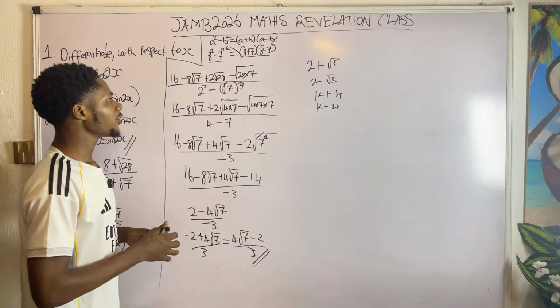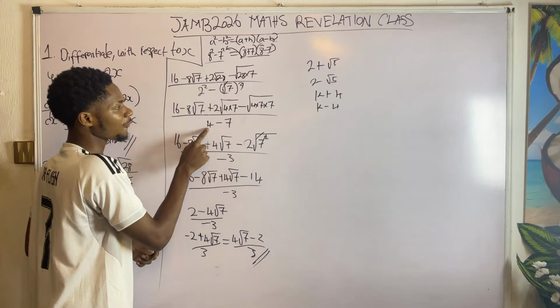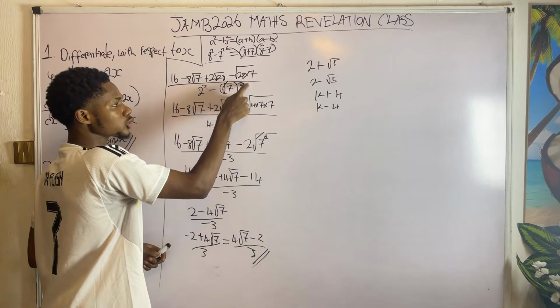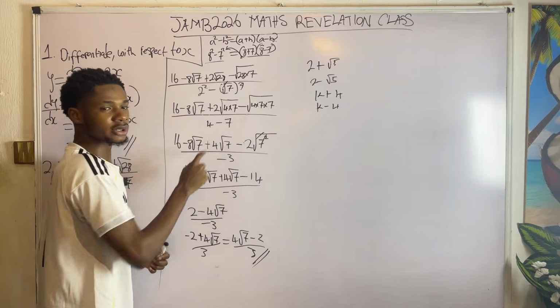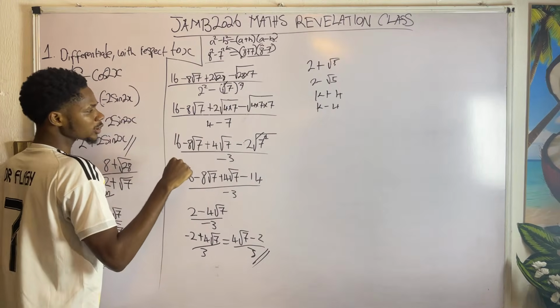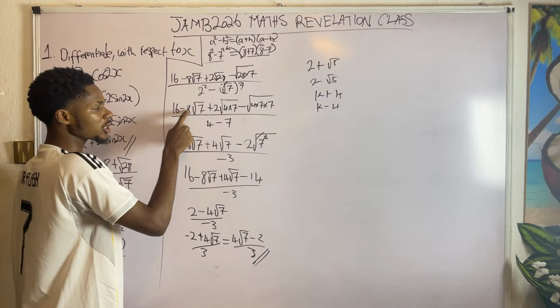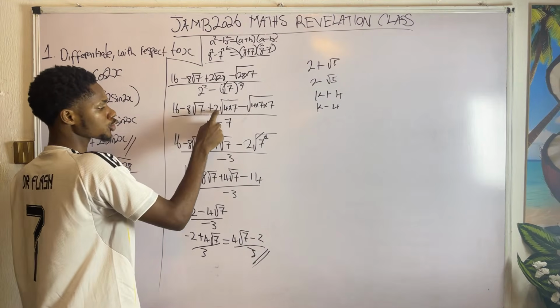Let us simplify. On the bottom, 2 squared is 4. The square root of 7, all squared, the square and the square root cancel, so you are left with 7. Okay, now what is the next thing? 16 is there, minus 8 root 7, which is what I have in here, plus 2.